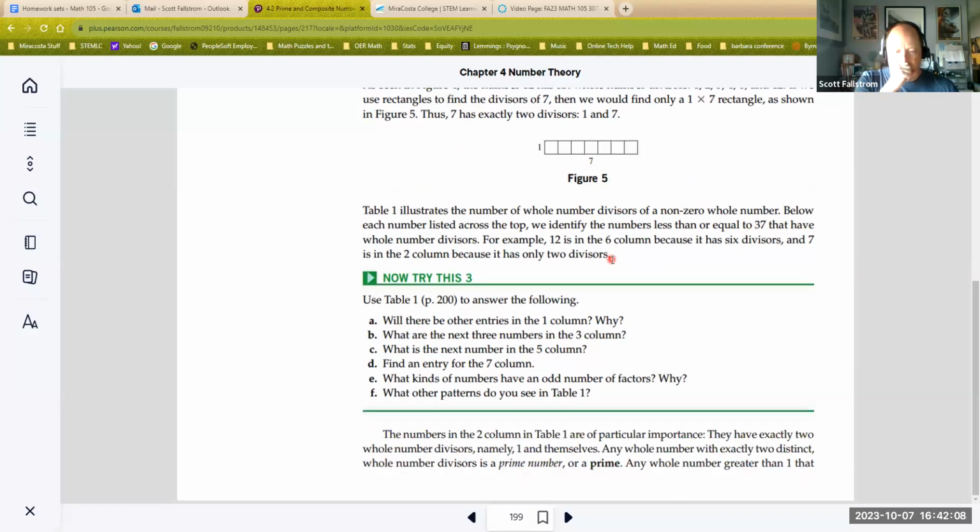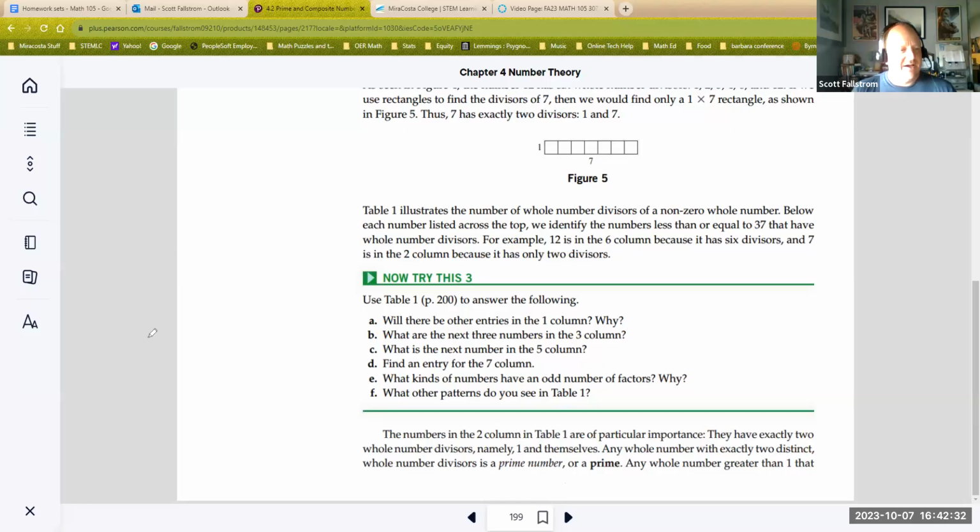Okay. So it does hit the definition down here at the bottom of the page, and to make sure we're all in the same place when we say it here, any whole number with exactly 2 distinct whole number divisors is a prime number. So it does require you to have 2 distinct whole number divisors.